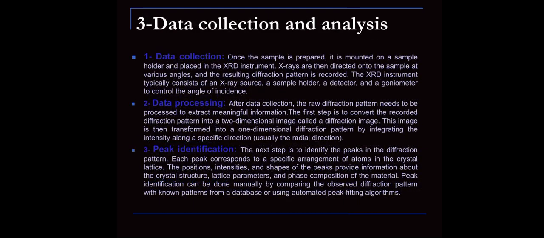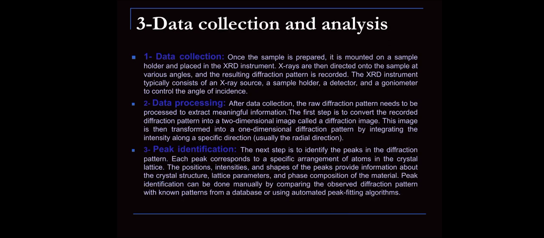One, data collection. Once the sample is prepared, it is mounted on a sample holder and placed in the XRD instrument. X-rays are then directed into the sample at various angles, and the resulting diffraction pattern is recorded. The XRD instrument typically consists of an X-ray source, a sample holder, a detector, and a meter to control the angle of incidence.